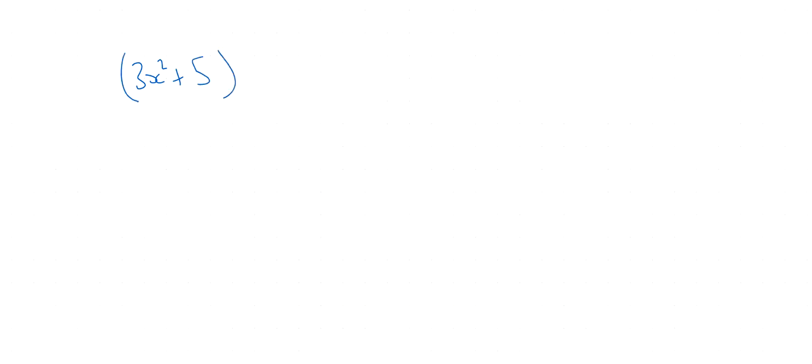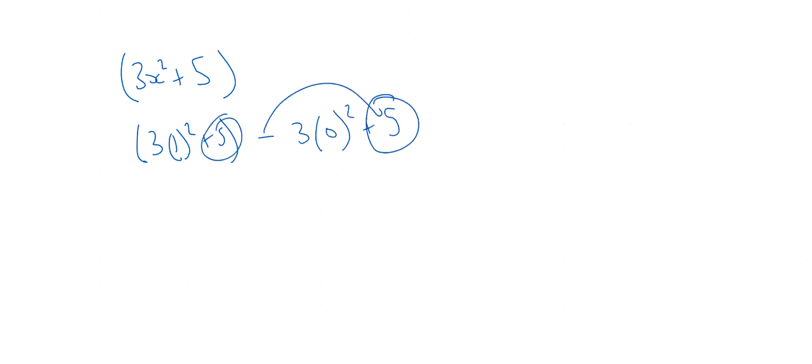So I do 1 squared plus 5 minus 0 squared plus 5. I'm adding 5 and then subtracting 5, so they disappear. So that's why the c is irrelevant, because when you take one thing and subtract the next thing, the constant will be the same, so it doesn't need to be there at all. Does that make sense? Okay.